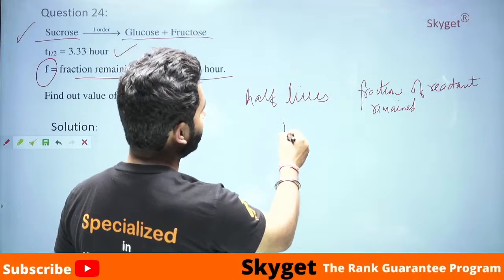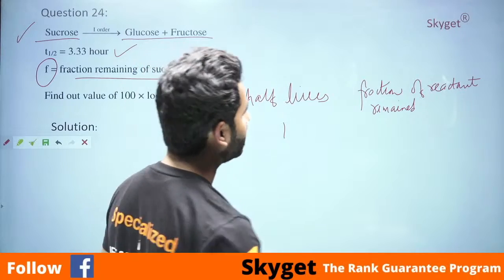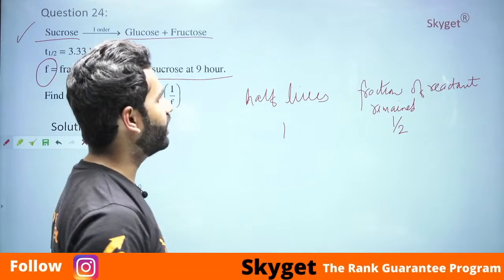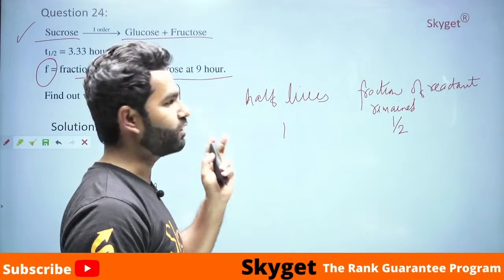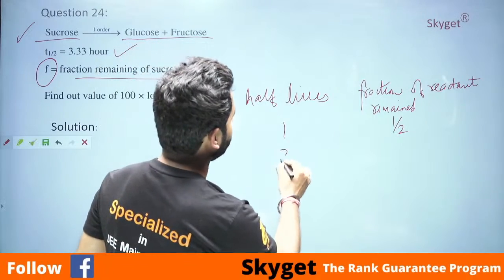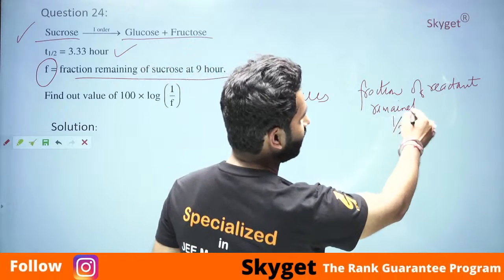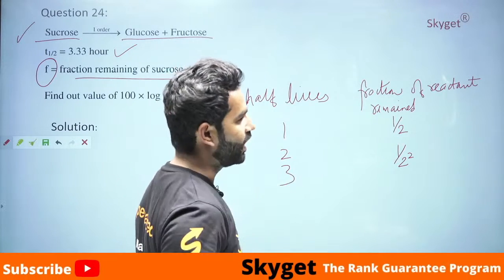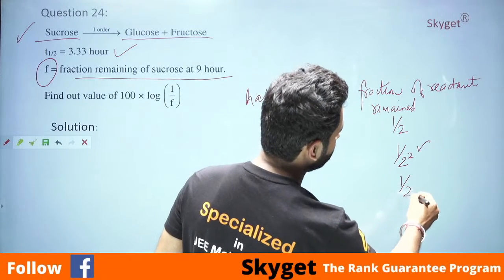After the first half-life, how much is the fraction of reactant which will remain? Half. That is the definition of half-life. Initially we have X amount of reactant, after a half-life X by 2 will remain and this fraction will be half. After the second half-life, how much will remain? Half of half, which means 1 by 2 square. After the third half-life, half of this, which means 1 by 2 cube.